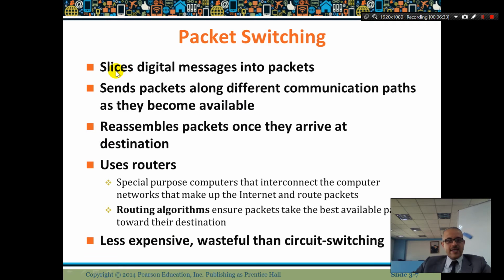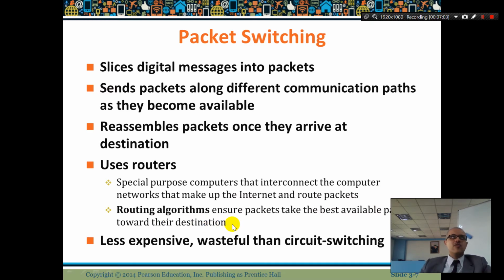Packet switching slices digital messages into packets. It sends packets along different communication paths as they become available. Reassemble packets once they arrive at the destination. Uses routers. You guys know what's a router? Okay. Special purpose computers that interconnect the computer networks. They make up the internet and route packets. Routing algorithm ensures packets take the best available path towards the destination.